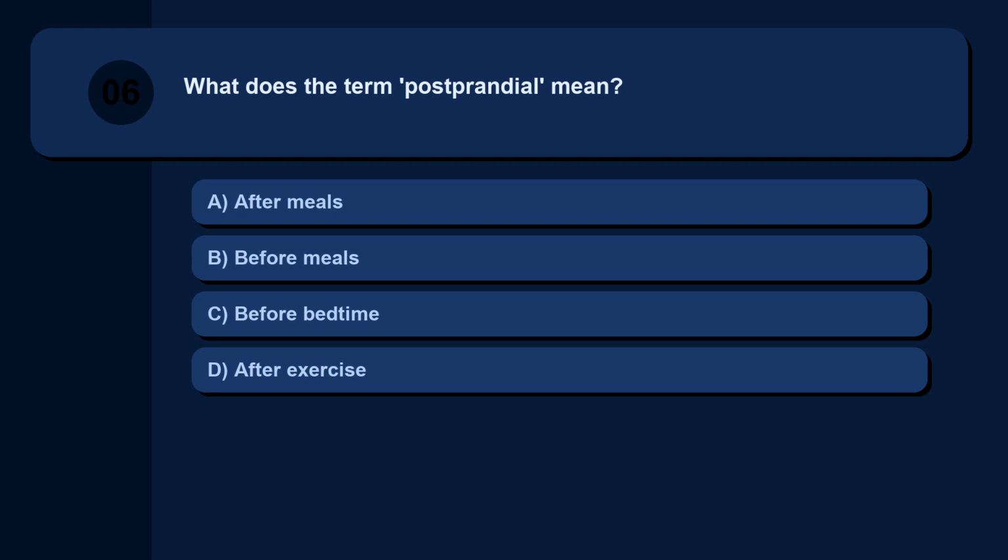Question 6. What does the term postprandial mean? After meals. Before meals. Before bedtime. After exercise. Postprandial refers to the period after eating, commonly used for glucose testing to assess diabetic control.